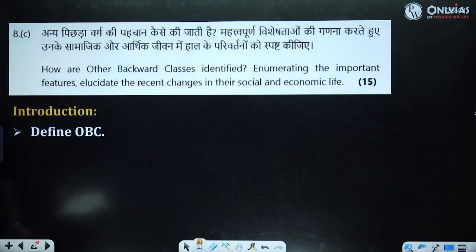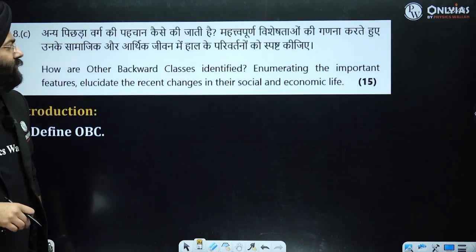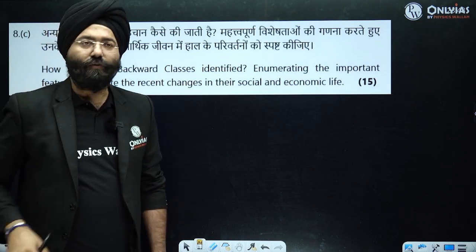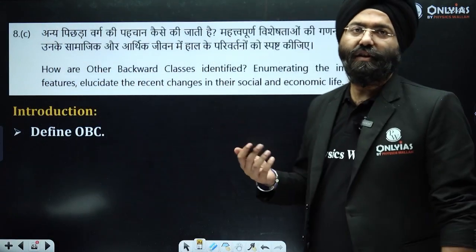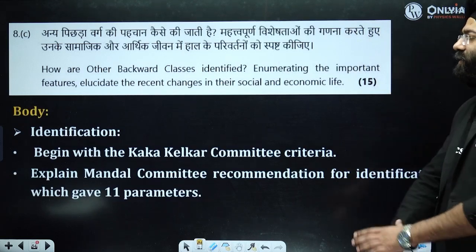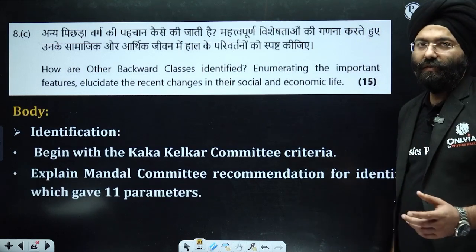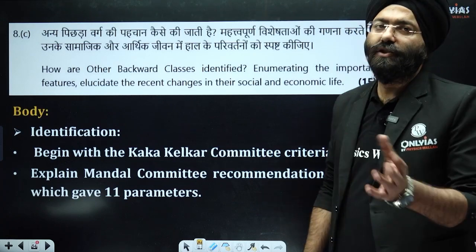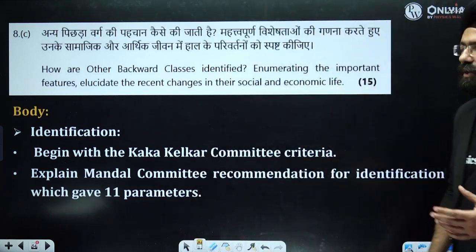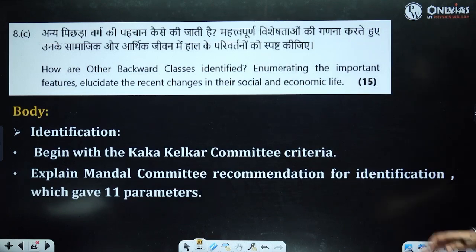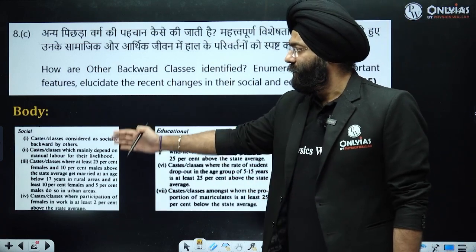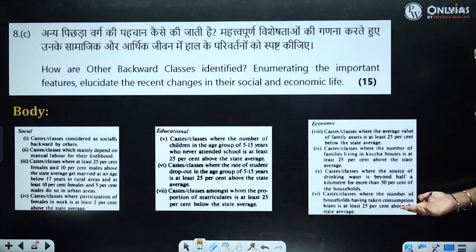Next. What are the other backward classes? Identify them, enumerate the important features, and elicit the recent changes. Firstly, you define what OBC is, the basic definition that we do in the class. Then comes the identification. Begin with Kaka Kelkar's committee criteria. Though the committee's recommendations were not accepted, you can introduce with that. Then give the Mandal committee recommendation for identification, which gave 11 parameters. The report of the Mandal committee was accepted. There were 11 criteria given. You have to mention that.